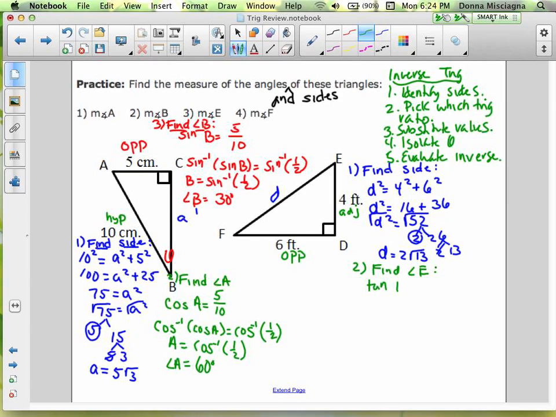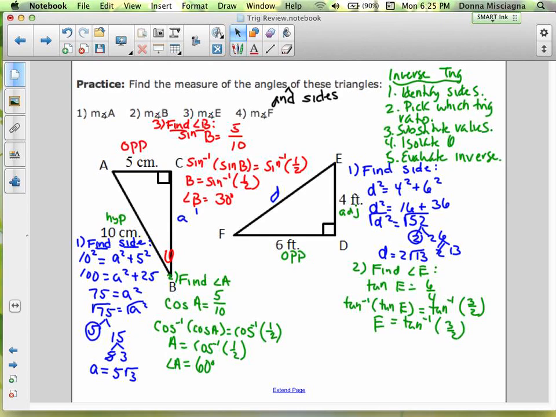So we have tangent E equals 6 divided by 4. We could reduce it or not. It's an easy reducing, so I think I just will. We take the arctan of both sides to isolate E. And I'm just going to write that as 3/2. Arctan and tangent cancel, so that's E equals arctan of 3/2, and then we'll just plug that into the calculator.